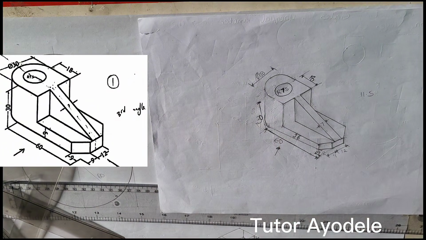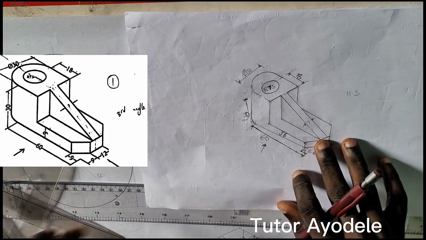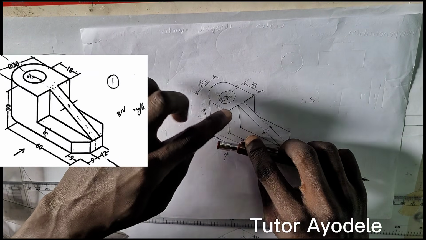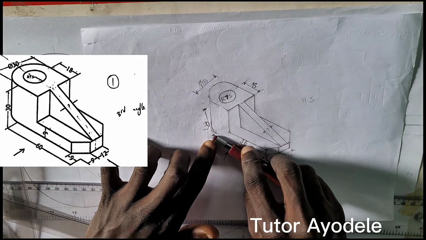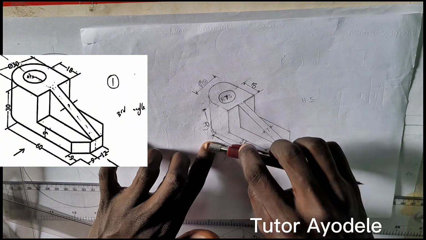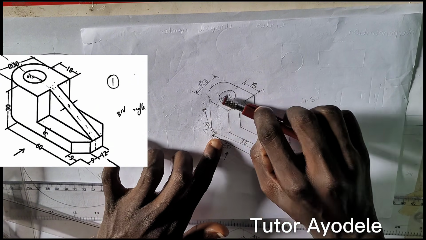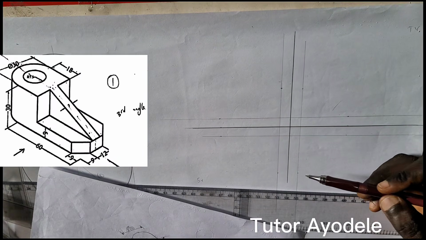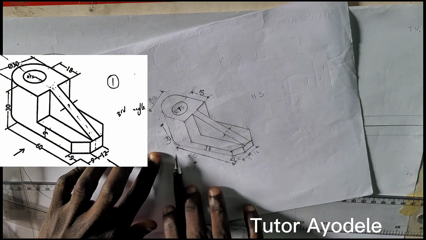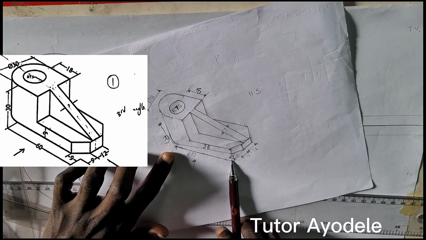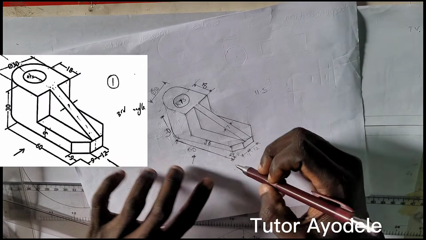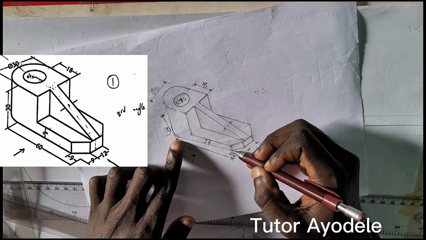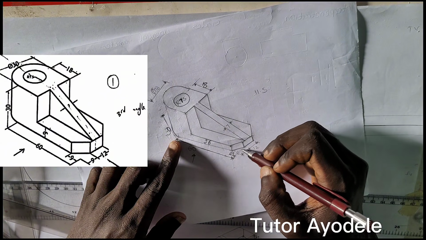So let's draw that. We'll be drawing our front view here. What is the height of this block? The height from here up is given to be 30 millimeters. So I'll come down by 30 millimeters here, which will be the height. Then what is the length? From here to here is 60. But mind you, this 60 is not from here to here. It is from here to here, which means this part like this.